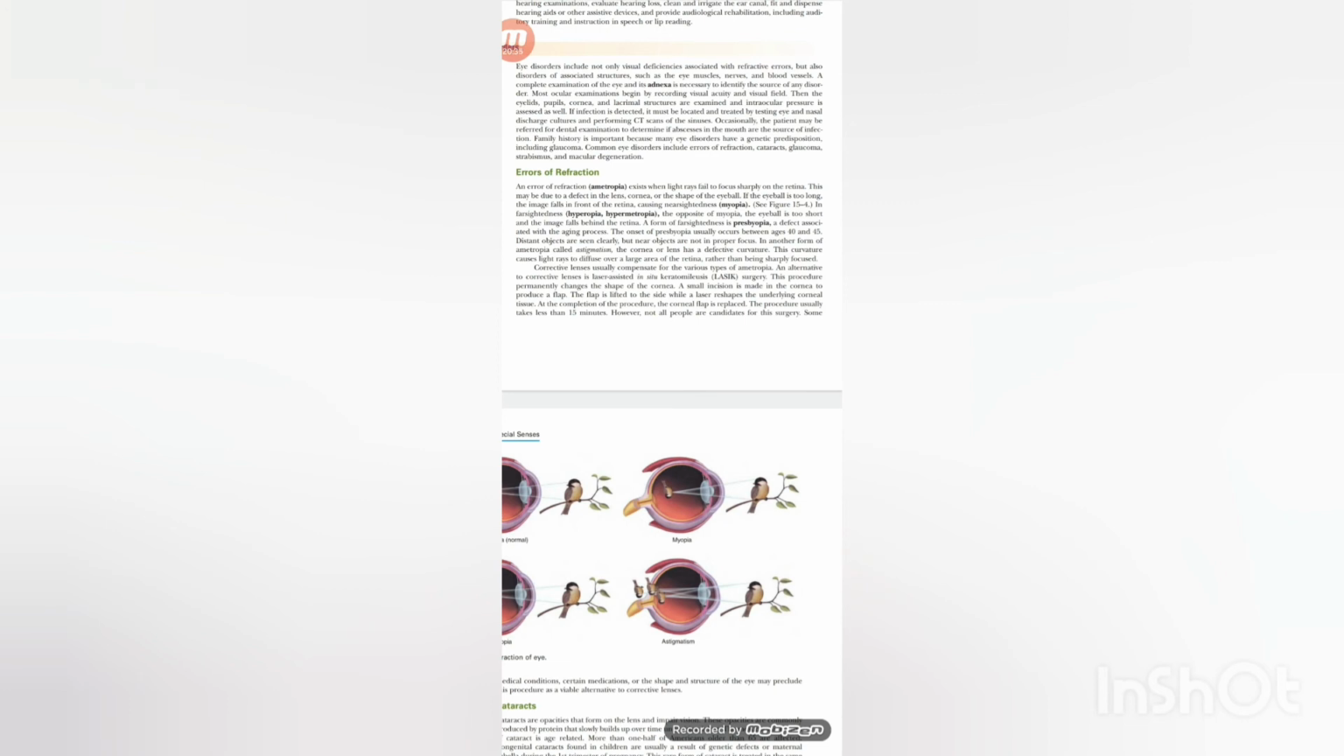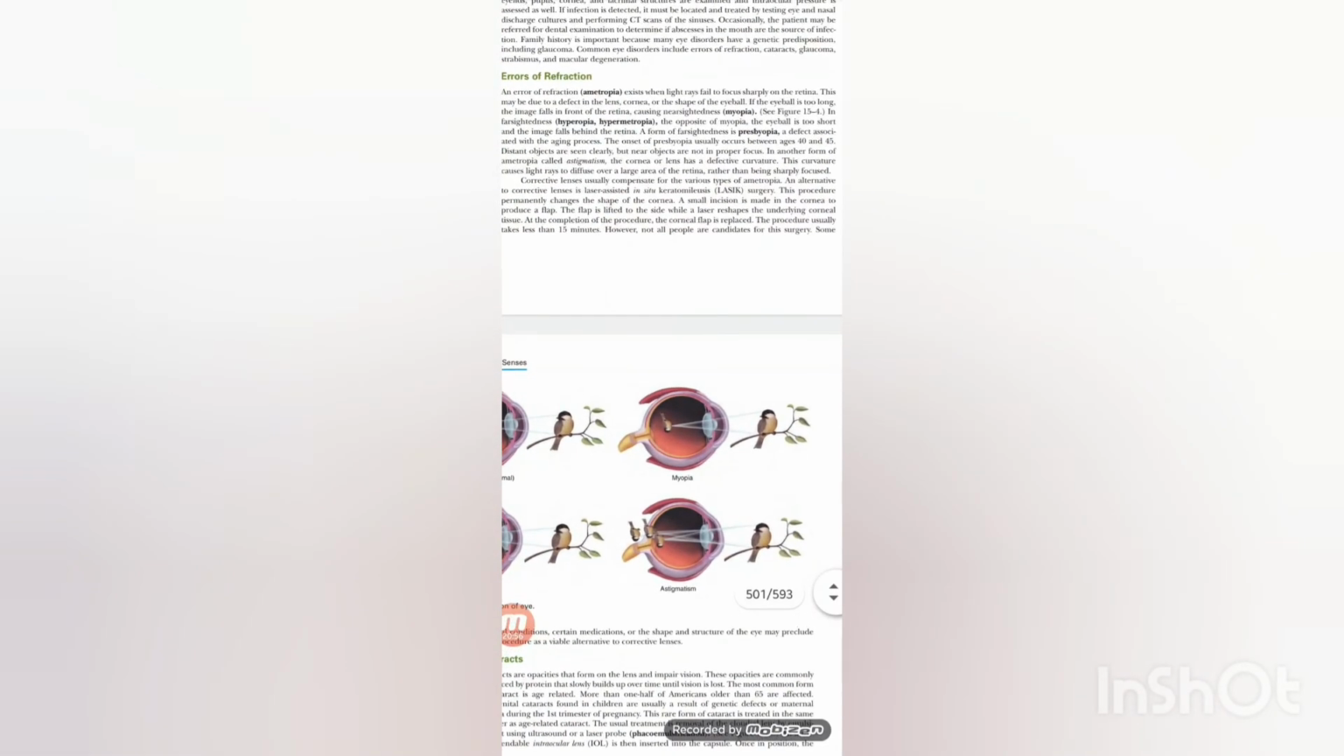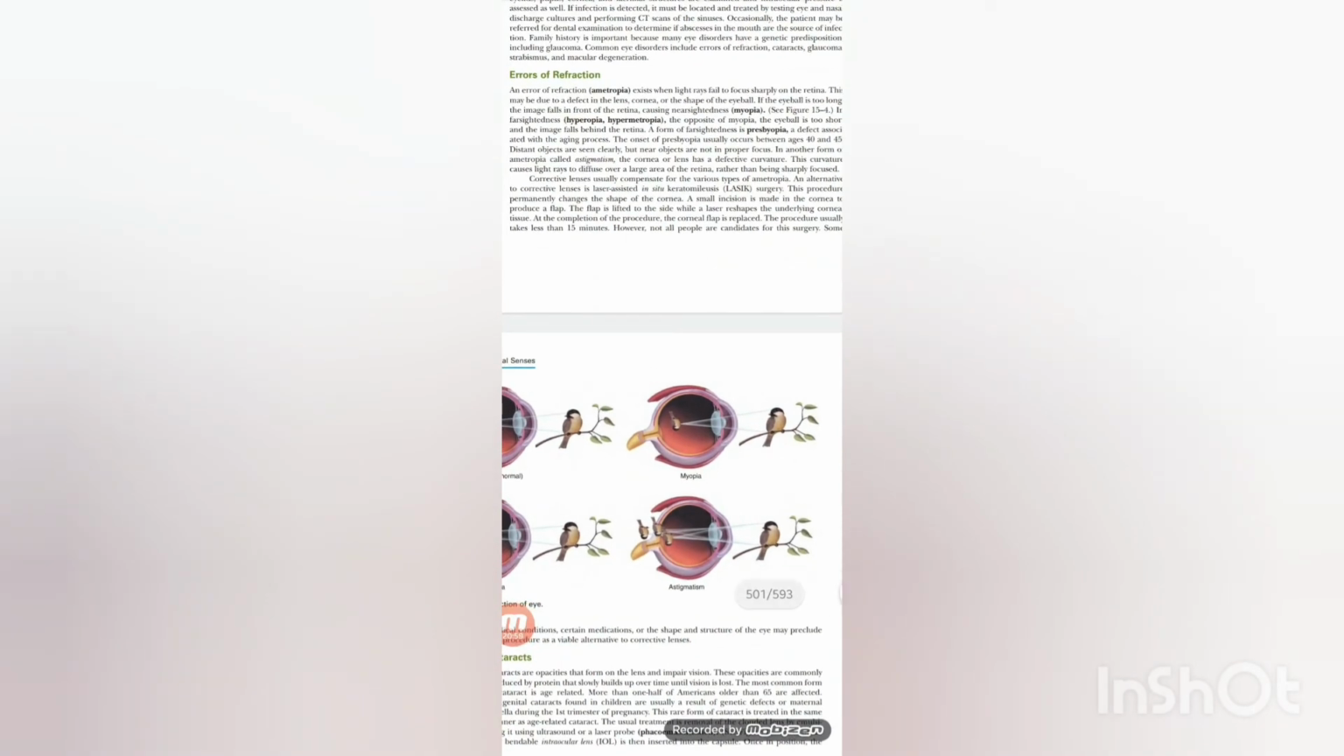If the eyeball is too long, the image falls in front of the retina causing nearsightedness, which is myopia. In farsightedness, also called hyperopia or hypermetropia, the opposite of myopia, the eyeball is too short and the image falls behind the retina. Another form of ametropia is astigmatism. Here, the cornea or lens has a defective curvature, meaning there is a problem in the curvature of the lens or cornea, which causes what is known as astigmatism.